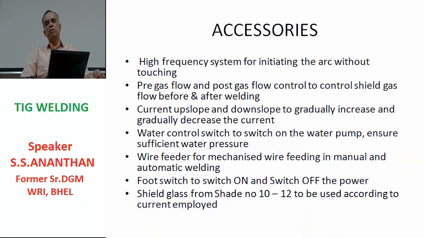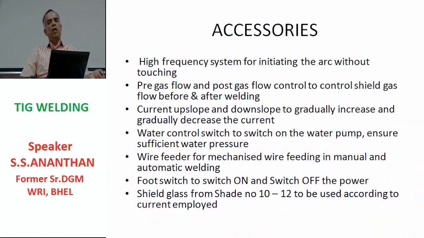Next important part is the accessories for the system. Now, the welding operation is initiated by means of a high frequency unit. This is an important point which we'll be discussing more in the arc initiation part. The second important system is the gas flow control system, which is a pre-gas flow and post-gas flow, that is before starting of the weld and at the end of the weld, the gas flow is continued in the torch to shield the molten pool.